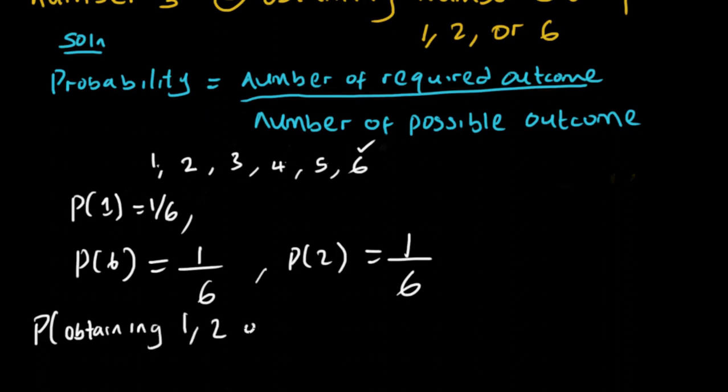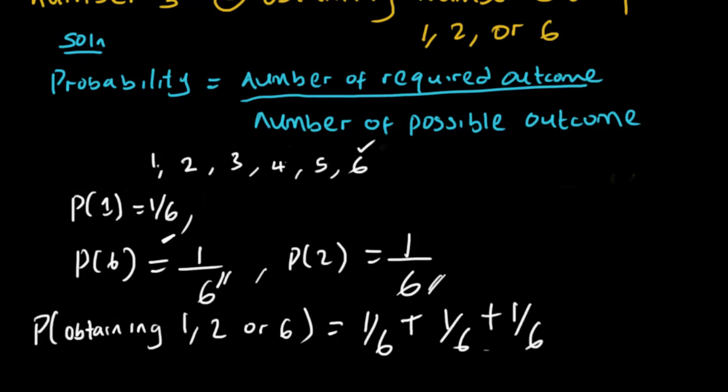So it means the probability of obtaining 1, 2, or 6 will be equals to, what's the probability of obtaining 1? 1 over 6 plus, what's the probability of obtaining 2? 1 over 6. What's the probability of obtaining 6? 1 over 6. Remember, the reason we add is because of the OR.